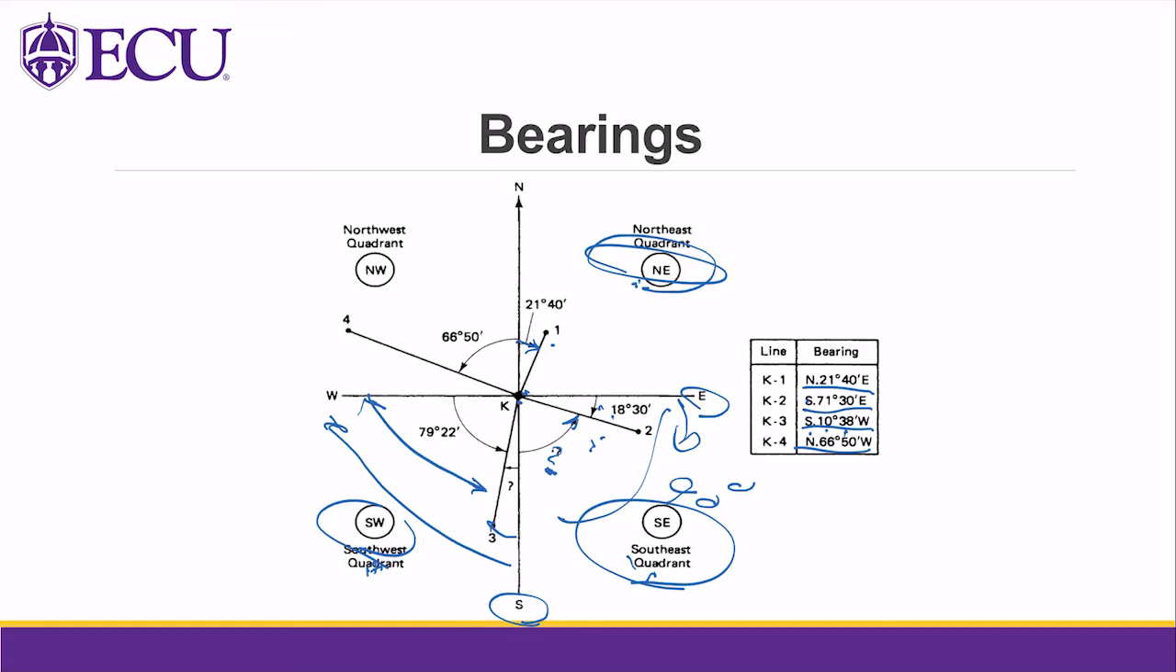And the last one, this is easy. It's a piece of cake. This angle, 66 degrees and 50 minutes, is given. It is from north. It's an acute angle. Boom, that's my answer. No more calculation, just don't forget the letters: north and west, the quadrant.